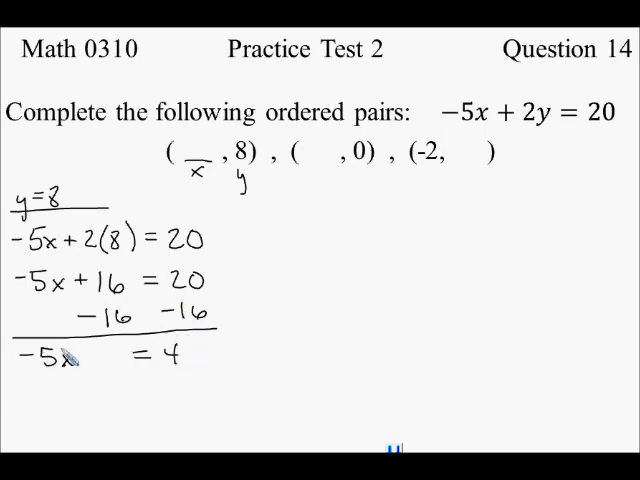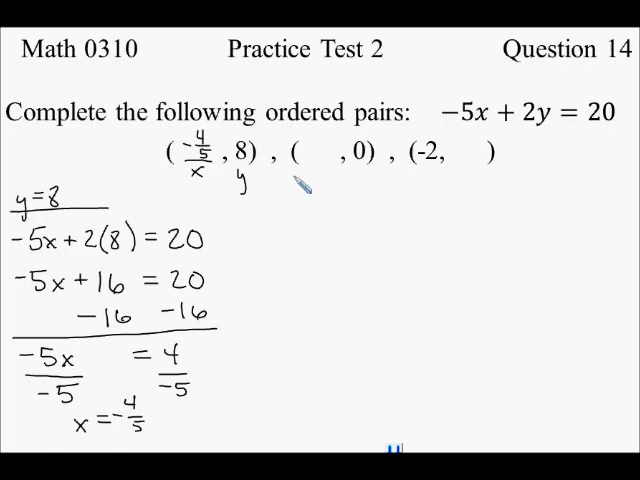And now we have a negative 5 times x, so we do the opposite of multiply by negative 5, which is divide by negative 5. And so we're just going to get x there. And here we have negative 4/5. So that means our x coordinate here for this equation should be negative 4/5.